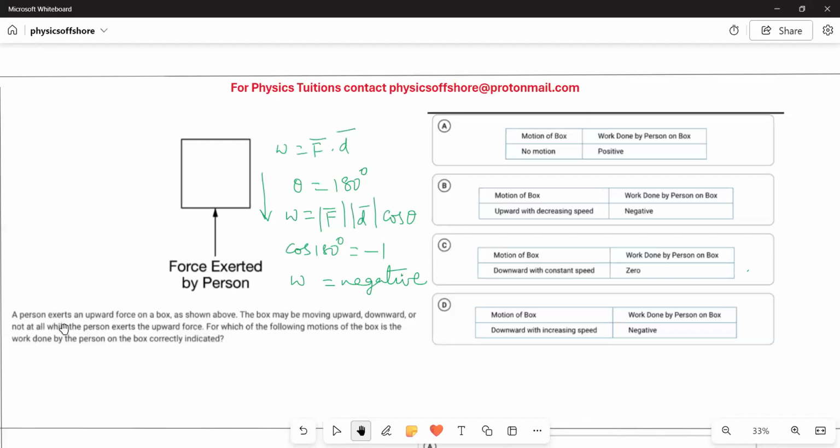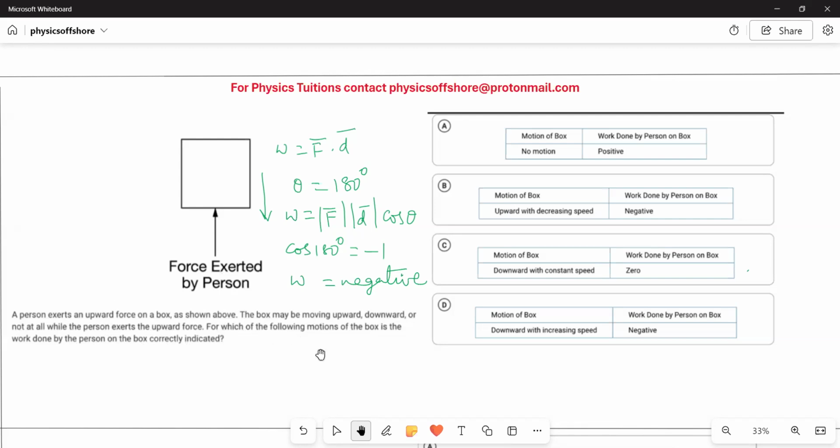A person exerts an upward force on a box as shown above. The box may be moving upward, downward, or not at all, while the person exerts the upward force. For which of the following motions of the box is the work done by the person on the box correctly indicated?